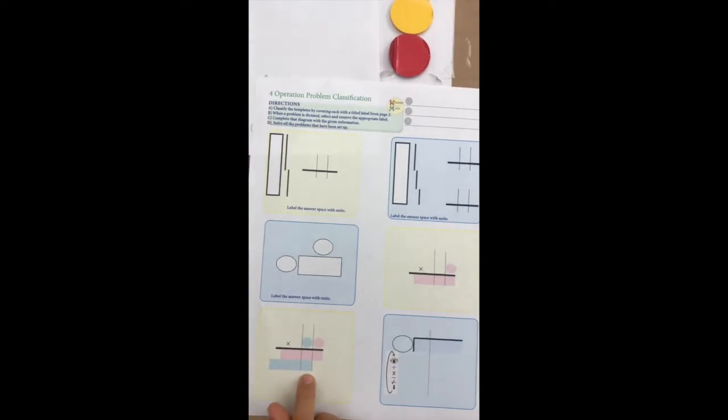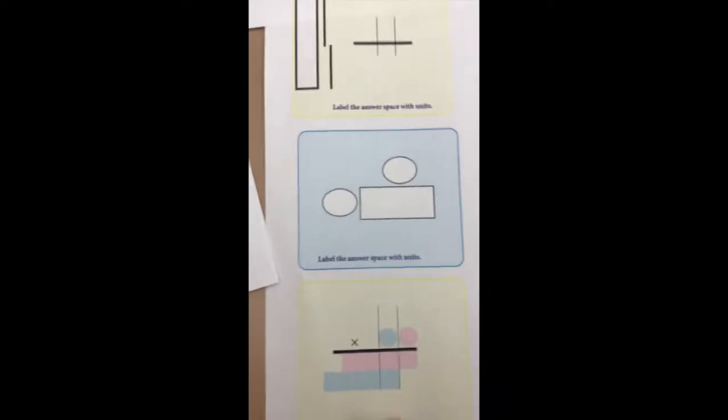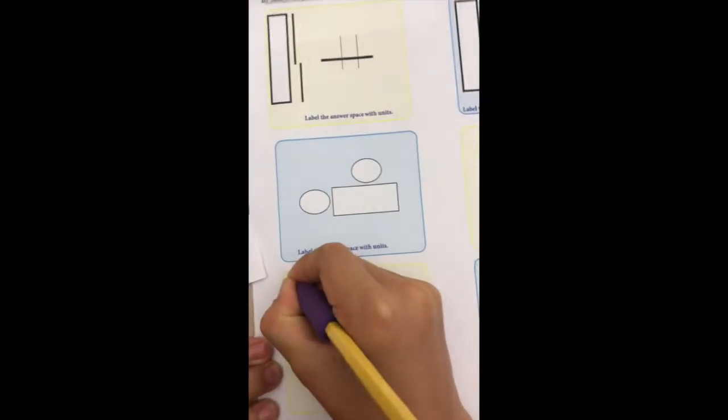Alright. That was problem A. So label that graphic organizer with an A up in the top corners, maybe up here. Beautiful.